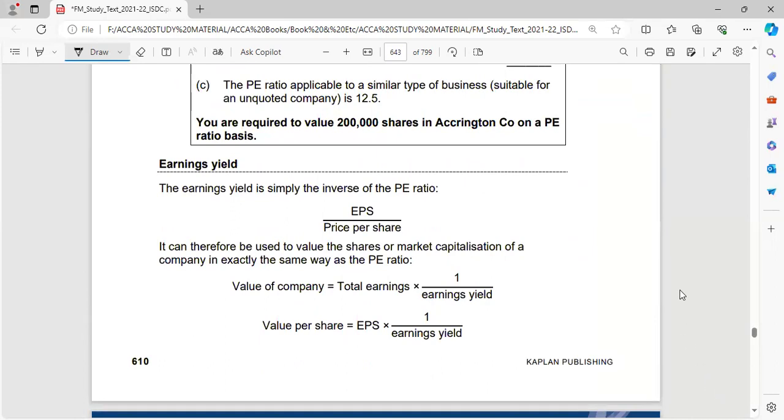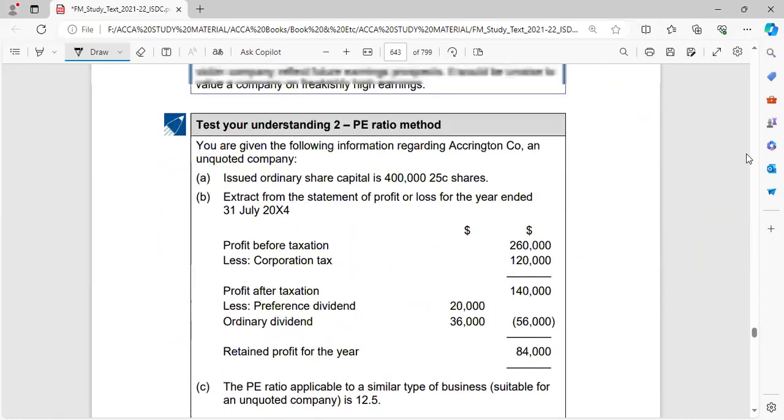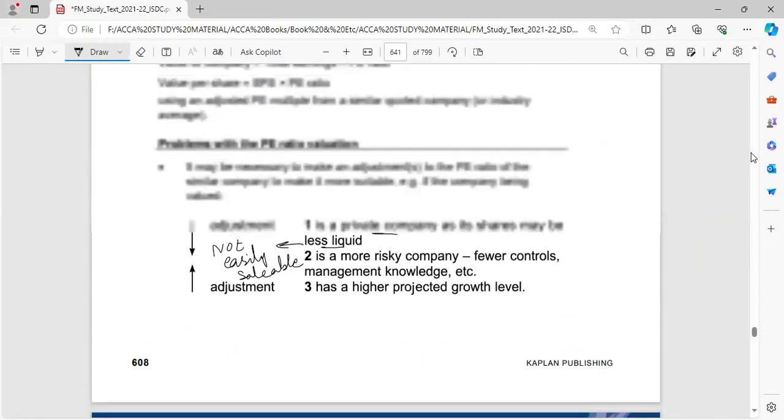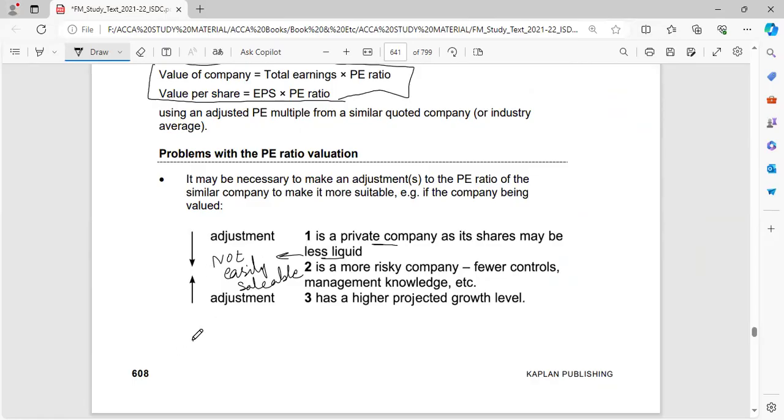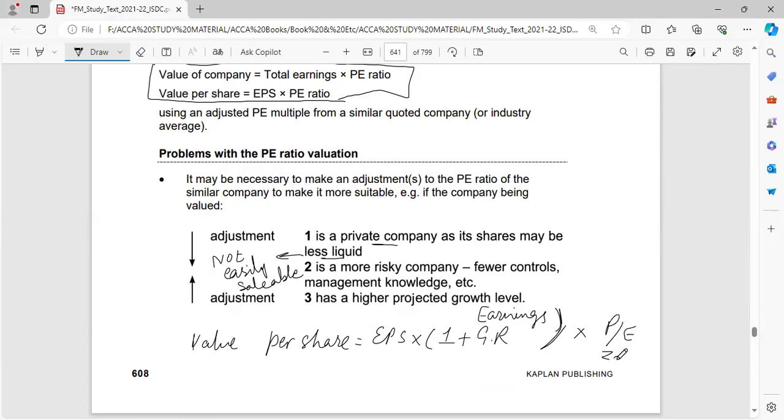The second method, one thing I would like to add which is missing in this study text, is called P/E with growth. Growth means we are calculating share price or value per share equal to EPS into (1 plus earnings growth rate), bracket closed, multiplied by the P/E ratio.